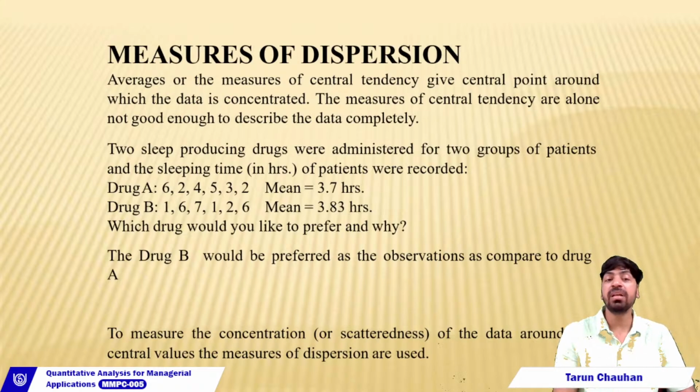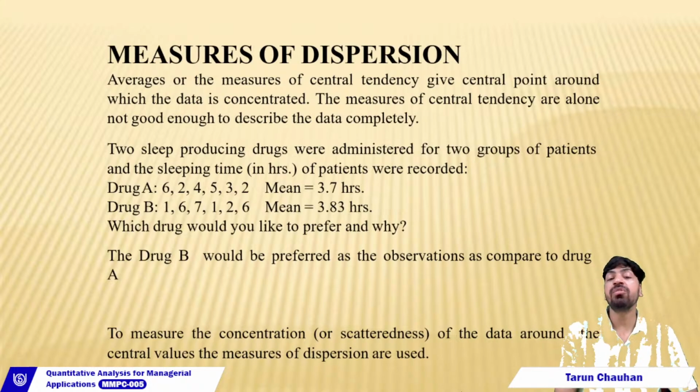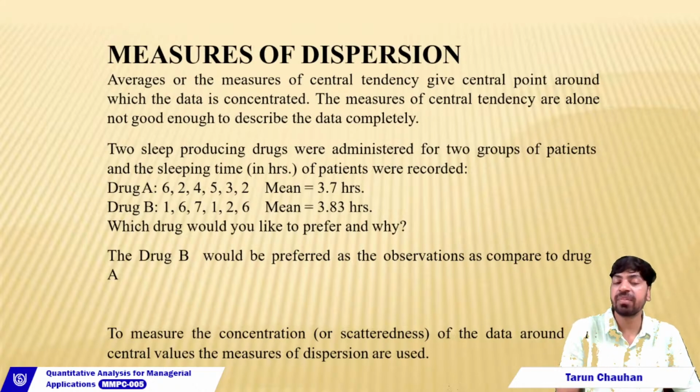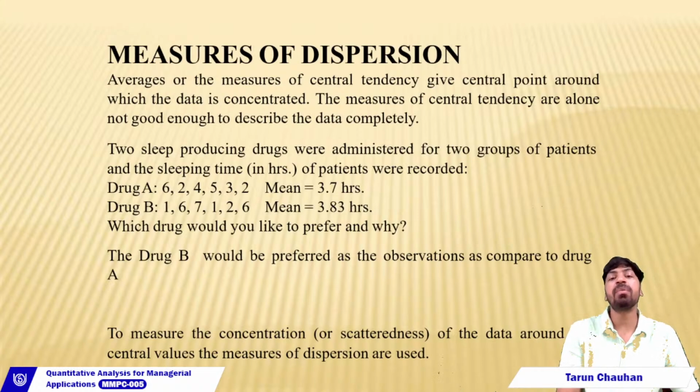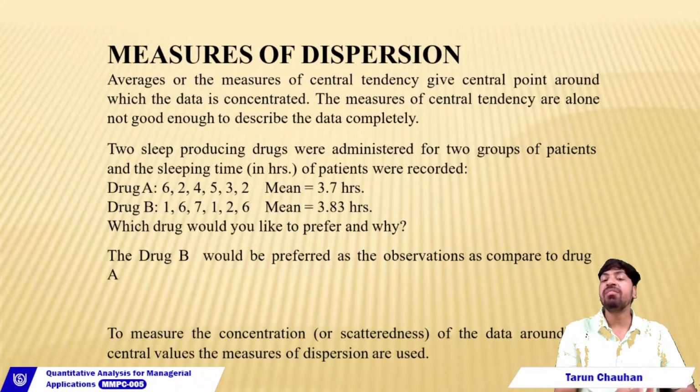Let's take an example over here. For two types of drugs, individual values of data have been given. You need to calculate which drug you would prefer and why. If we talk about drug A and drug B, you need to calculate the mean, and from the mean you can easily find out which drug is more preferable for the users. The mean of drug A is 3.7 hours, and drug B has a mean of 3.8 hours. So which value is more? It's drug B. Drug B will be preferred as compared to drug A.